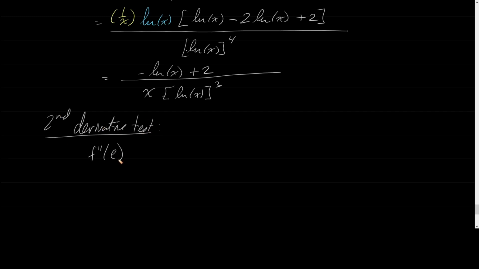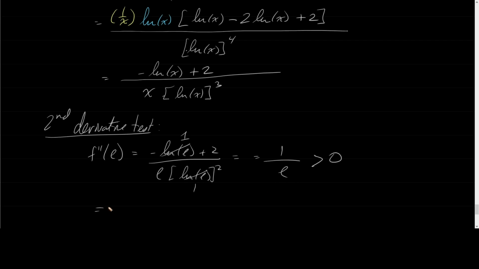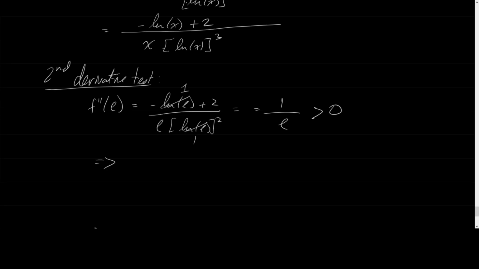So f double prime of e gives us negative ln of e plus 2 over e times ln of e squared. All right, let's think about this. Ln of e is 1. So what I really have here is negative 1 plus 2, that's 1. e times 1 squared, that's e. 1 over e is greater than 0, which tells us that in that region we have a positive concavity. All right, so we once again have a relative min.